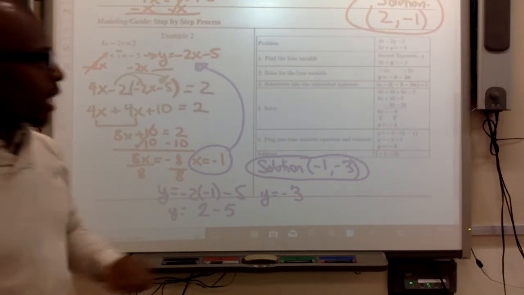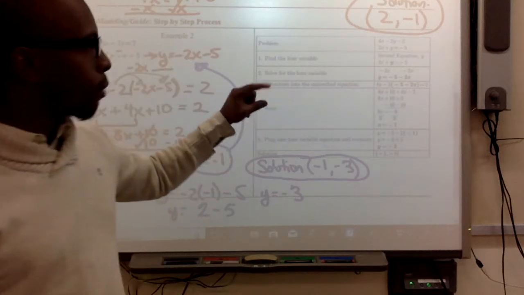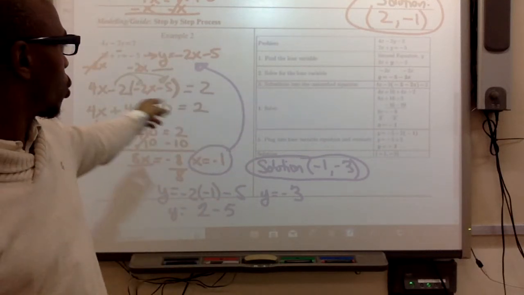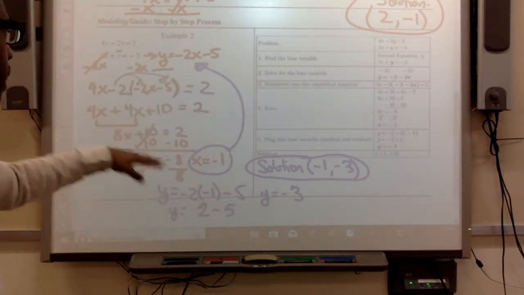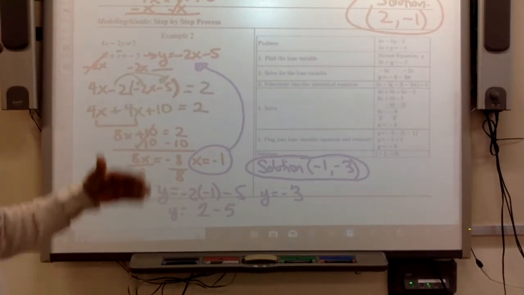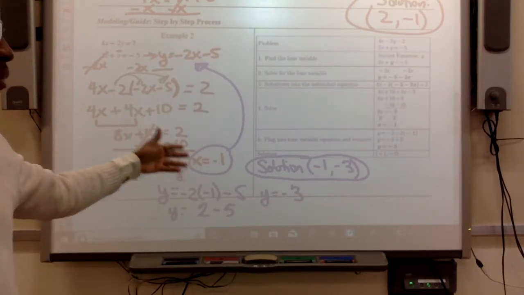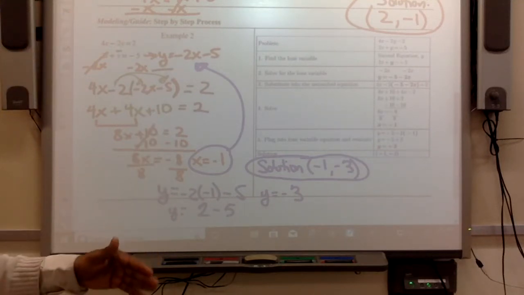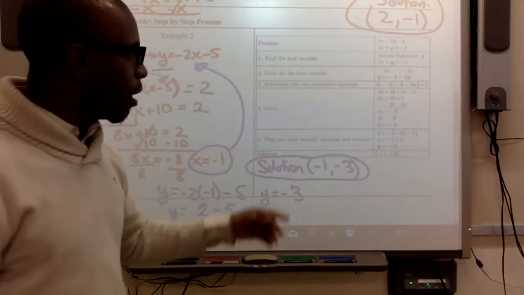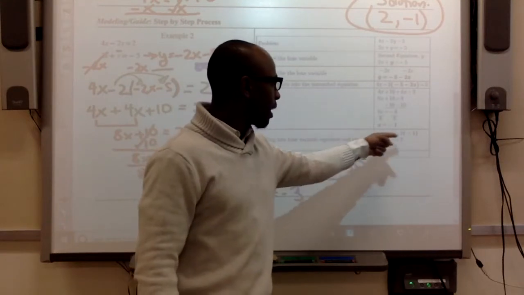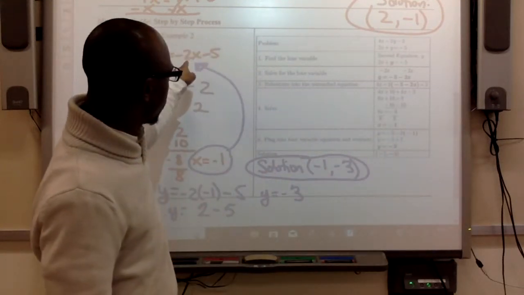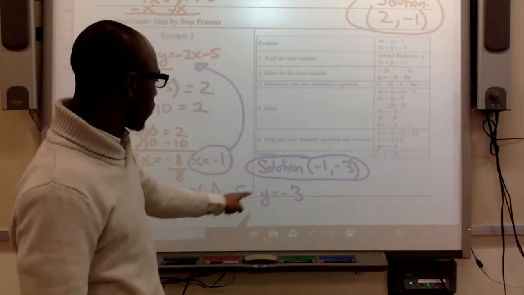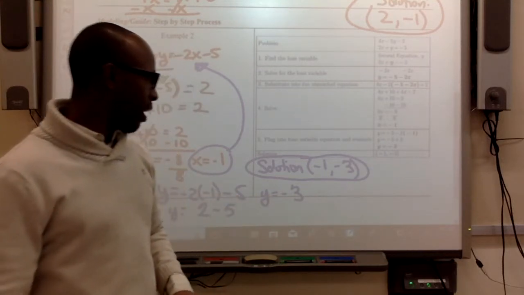Okay? So they got 4x minus 2 times the quantity negative 5 minus 2x equals 2, just like us. They distributed. They got the same thing as us. They combined like terms. Then they subtracted 10 on both sides. They divided by 8. They solved for x. Now that they solved for x, they went and plugged that into the first one up here that they solved for y, and they got y is equal to negative 3 as well.